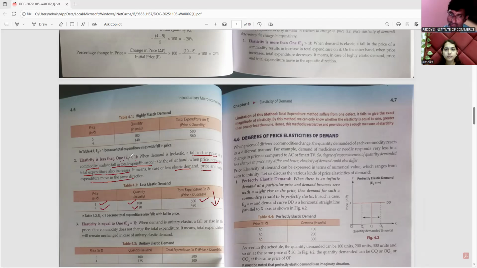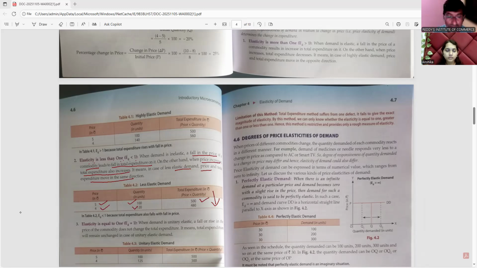when price fell down, quantity is increasing, but total expenditure was decreasing. This is another situation.